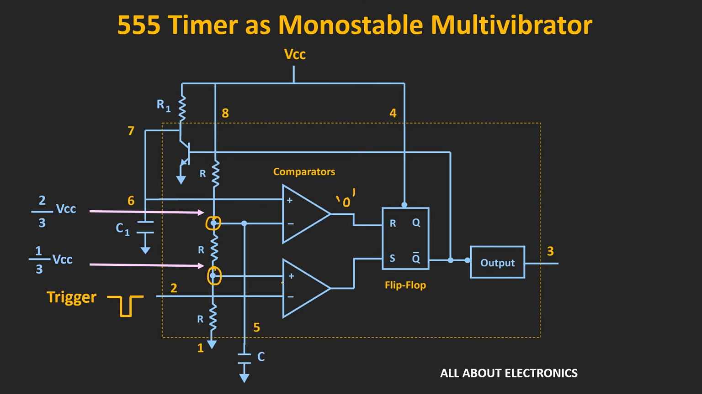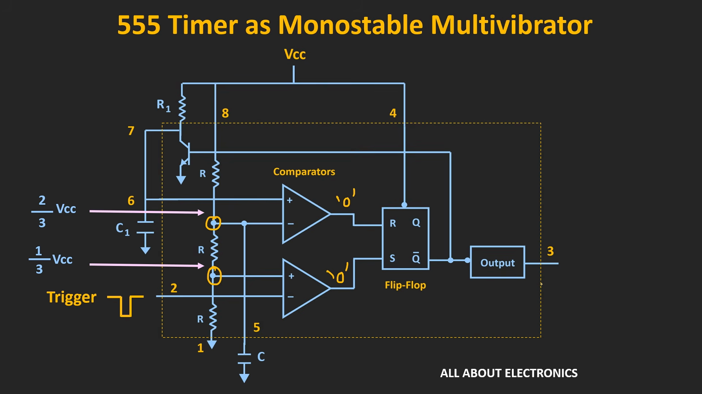On the other end, if you look at the second comparator, whenever the trigger signal is not applied, at that time this pin number 2 is at VCC voltage. So at that time the voltage at this inverting node is more than the voltage at this non-inverting node. So the output of the second comparator will also be equal to logic 0. So in that condition both R and S are 0. So the output of this flip-flop will remain in the previous condition, and in this condition the output of the 555 timer will remain 0.